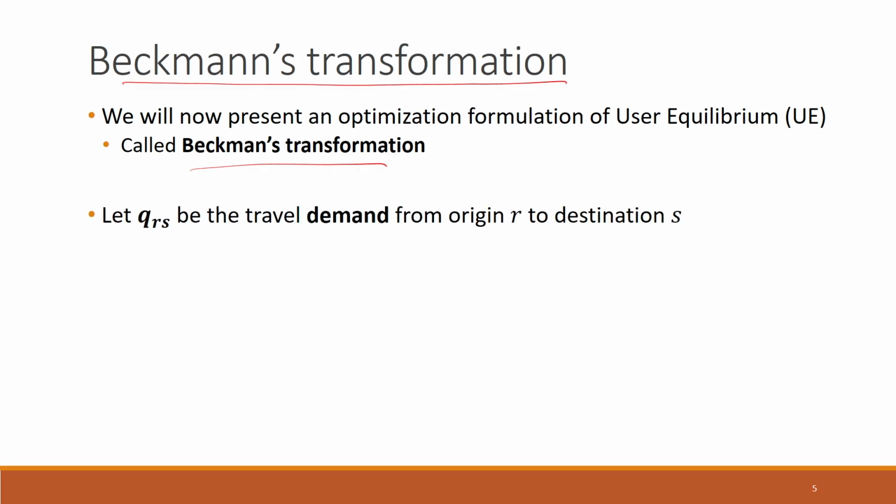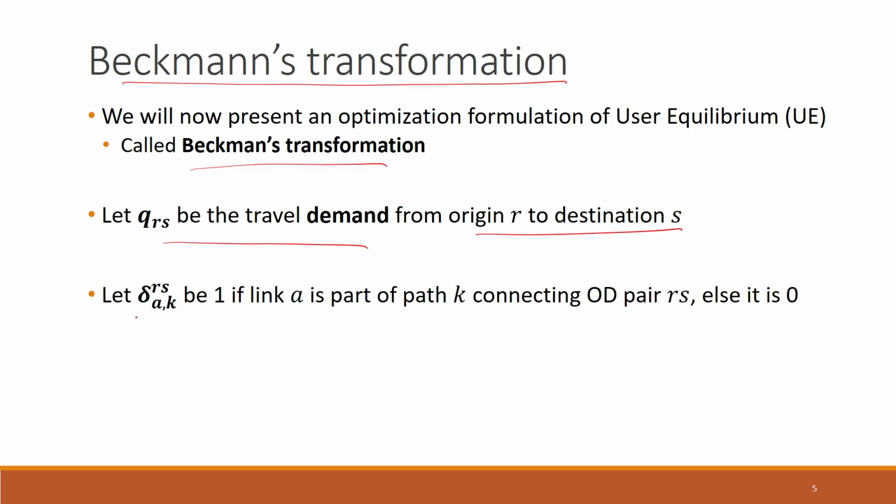So let us define some important parameters and variables that are required to describe this optimization problem. Let QRS be the travel demand from origin R to destination S. Let delta AKRS be 1 if link A is part of the path K connecting OD pair RS, otherwise it is equal to 0. So these two parameters are given because QRS is the travel demand, that is, the number of people who are traveling from origin R to destination S. So this will be an input to the user equilibrium problem.